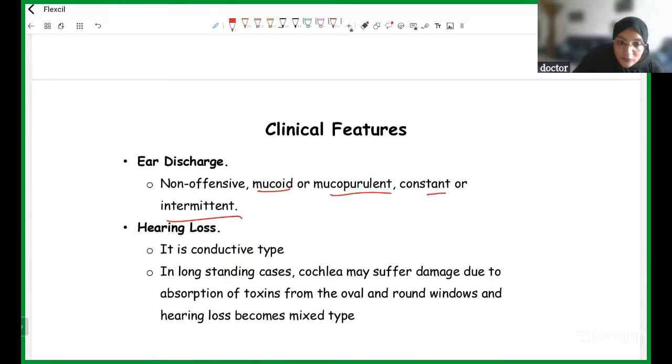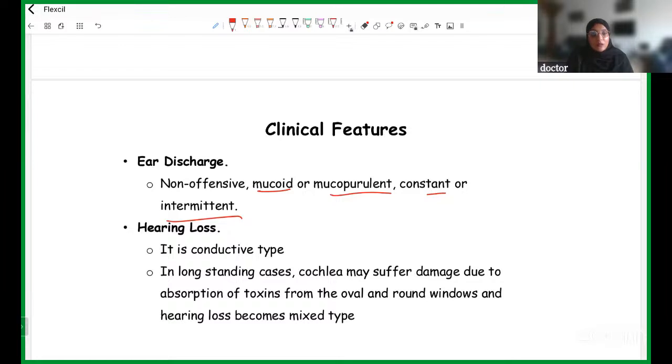Hearing loss, what type of hearing loss will we see? Just like what we see in cholesteatoma, it will be a conductive type of hearing loss. And sometimes the patient will tell you that he hears better in the presence of discharge than when the ear is dry. That is actually known as the paradoxical effect. He will tell you that when I have discharge in my ear, I hear better, and when my ear is dry, I cannot hear.